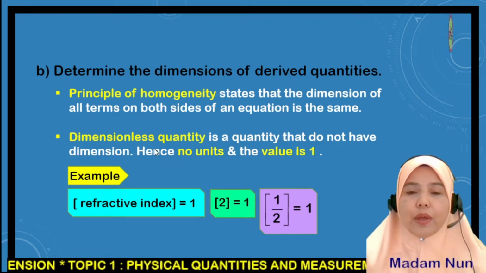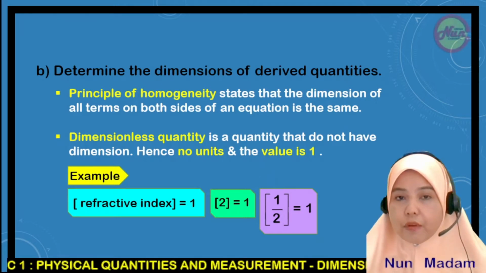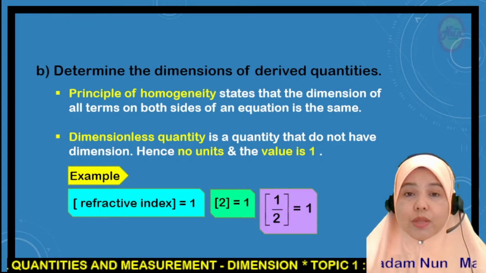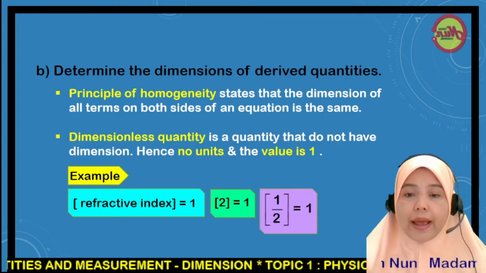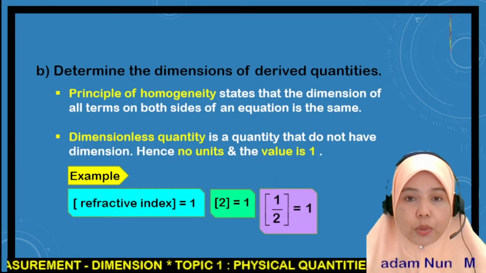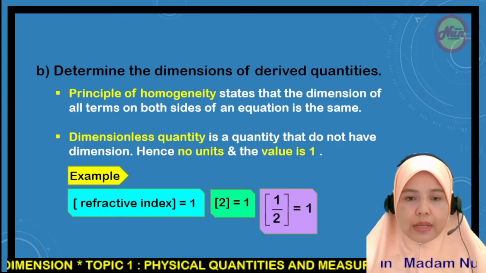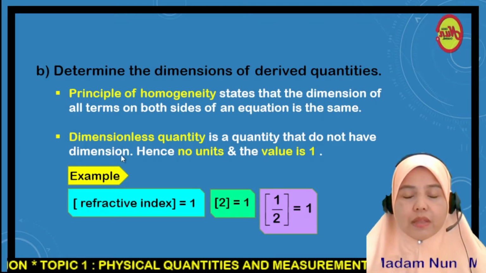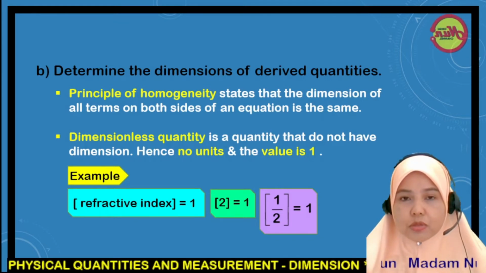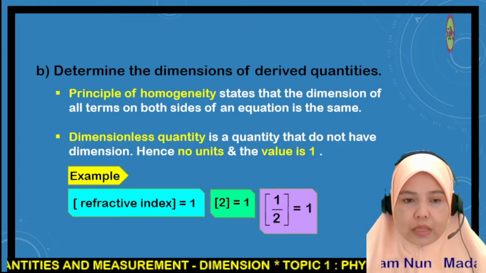We have another very important term when we want to apply the principle of homogeneity, which is the dimensionless quantity. A dimensionless quantity is a quantity that does not have dimension because it has no unit, and its value is equal to 1. Besides dimensionless quantities, we also have numbers. For numbers, there is no dimension, so the value is equal to 1, the same as a dimensionless quantity.